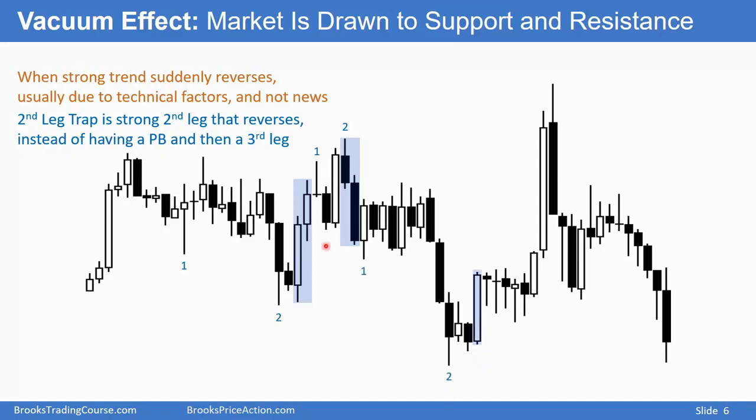2 legs down, 1 pullback, 2. The second leg very, very strong, closed below the low of the past 30 or 40 bars. It looks like it should be the start of a bear trend. Traders are expecting a second leg down from here after the breakout. Instead, they get a reversal up. Why is that? Because it's still probably part of the trading range. 2 legs down, second leg looks strong enough for the start of a trend, yet it reverses.